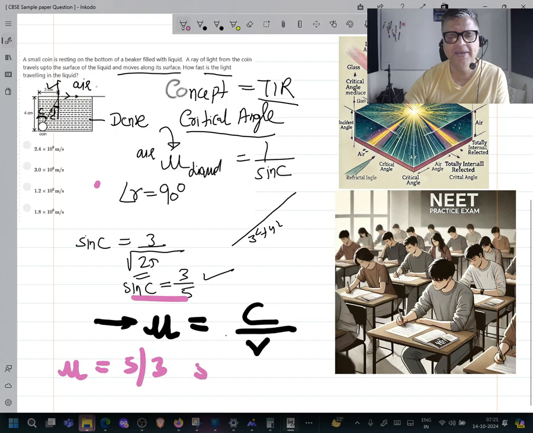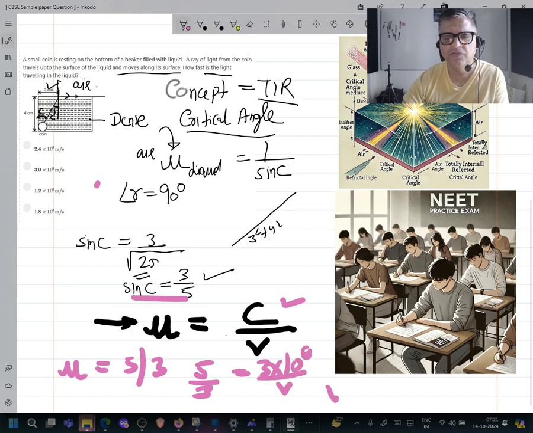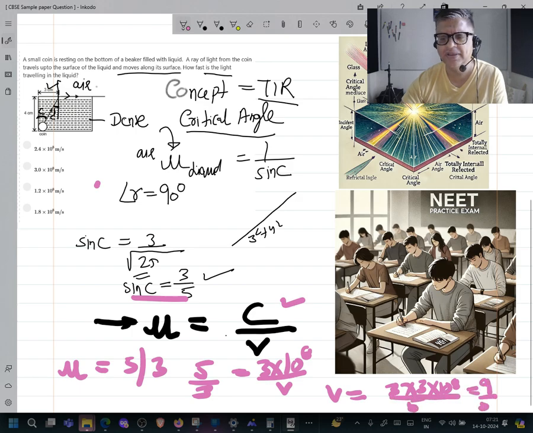So 5 by 3 is equal to 3 into 10 raised to power 8 by v, and therefore v is equal to 3 into 3 into 10 raised to power 8 by 5, which is 9 by 5 into 10 raised to power 8 meters per second. So this is 1.8 into 10 raised to power 8 meters per second.